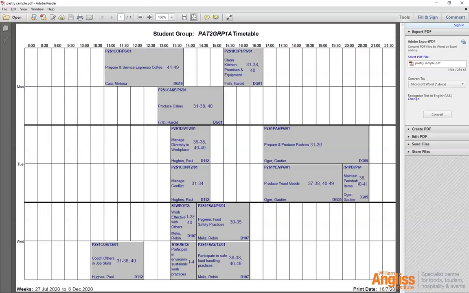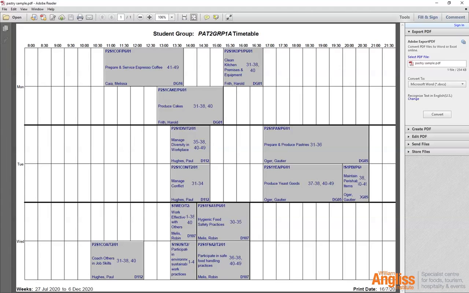By looking at this particular timetable, I can see at 11 o'clock on a Monday there is a class called Prepare and Serve Espresso Coffee. This class is scheduled for weeks 41 to 49. In the bottom right hand corner of this particular unit there is a room number, DG16. This indicates where this unit is being held: in D building, ground level 16.